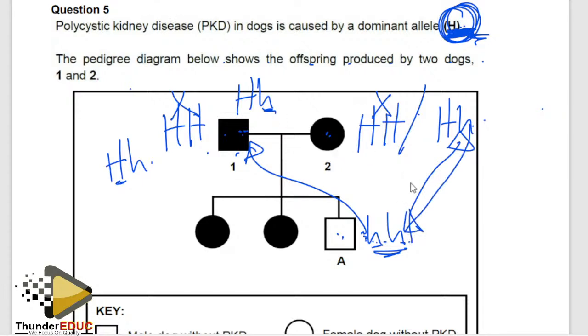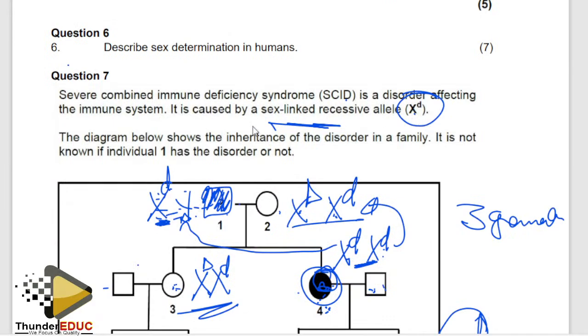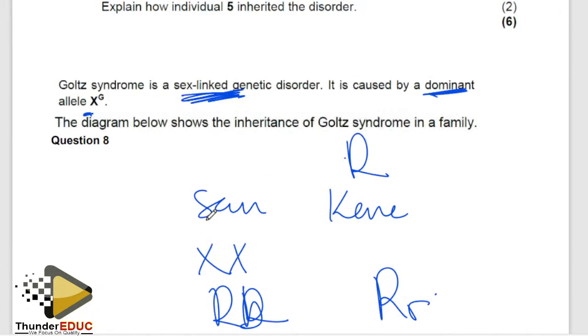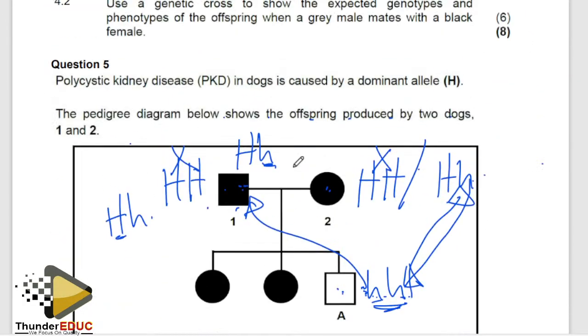So when they give you a question and they don't talk about sex linked, please, I repeat, do not use X and Y. Use the letters the way they have given them to you. You only use X and Y if the statement says that it is caused by a recessive allele that is sex linked. Even here they said it is sex linked, and they gave you what to use: that is carried on X chromosome.